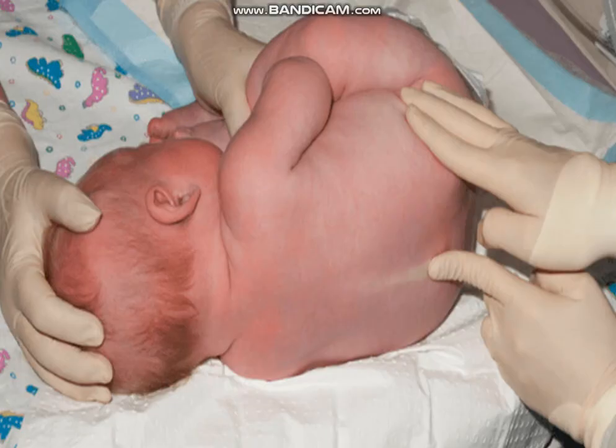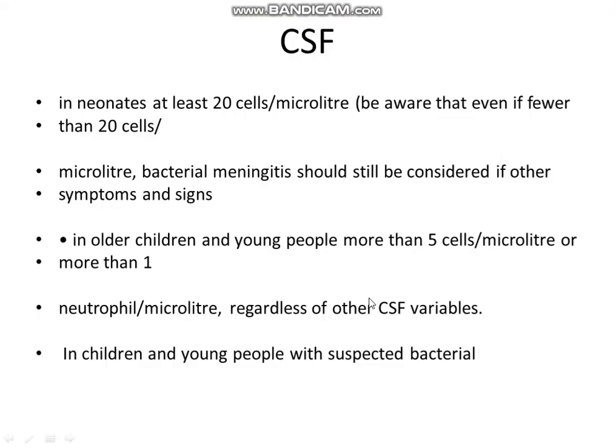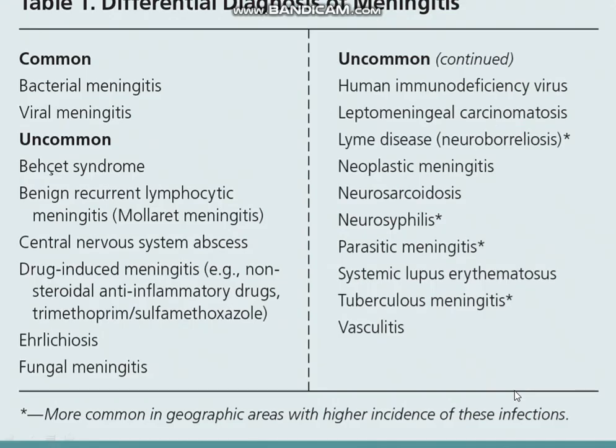With lumbar puncture for child and adult, CSF findings: bacterial cell count more than 1000, viral less than 1000, tuberculosis less than 500. Glucose is reduced in bacterial and tubercular infection. Protein also increases in bacterial, viral and tubercular. Culture is positive in bacterial, and in tubercular if positive.